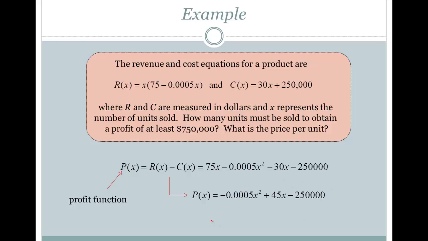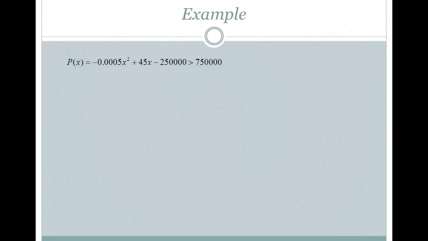Okay, now there's my profit function, and now what do I want to do? I want that to be greater than or equal to $750,000. So now I can set up my inequality. Again, I want to get all the terms on one side, so I'm just going to rewrite that. I'm going to bring this term over here, and I want this now to be greater than or equal to 0. There should be an equal sign right there.